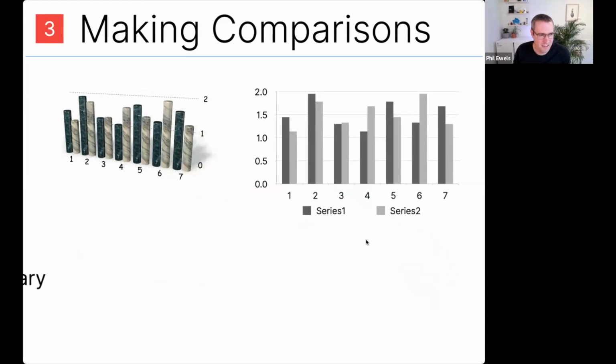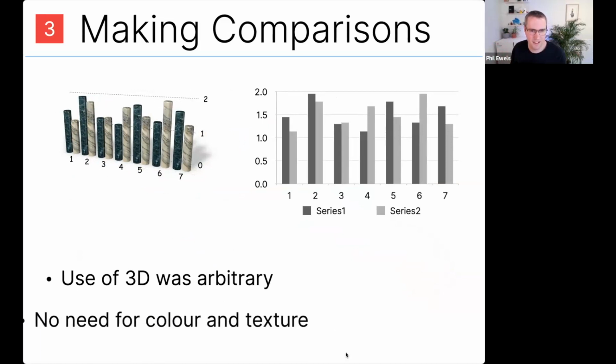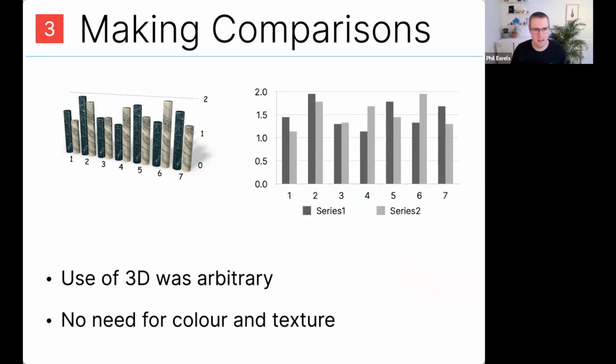Hopefully obvious. The 3D was completely arbitrary and made it much more difficult to actually compare the numbers because everything was tilted at an angle. You can't line up the lines properly, or you have to do that in your head, which requires effort. And the color and the texture is just completely overboard and takes away. So although the plot on the right is much more boring, if you're actually trying to make a point about the data, plot number 2 on the right is far more effective.